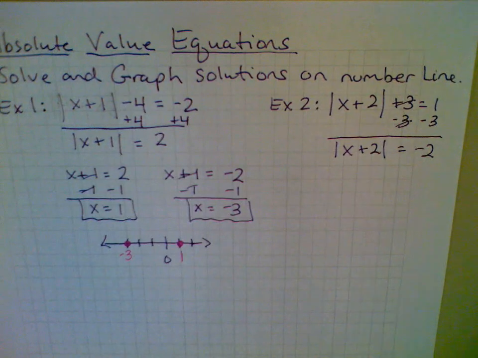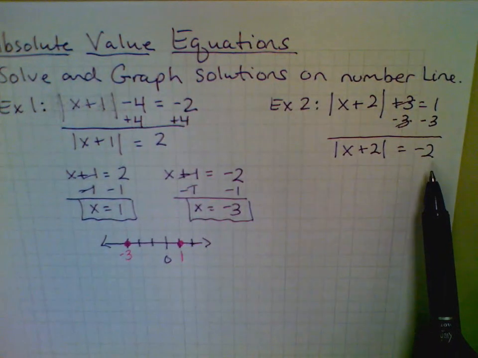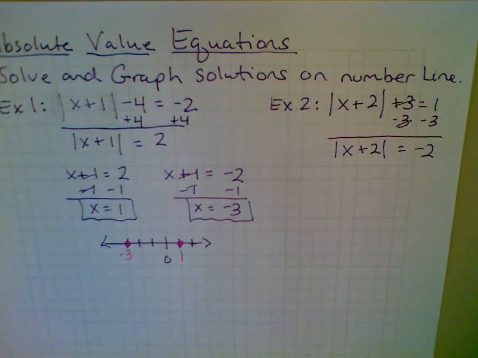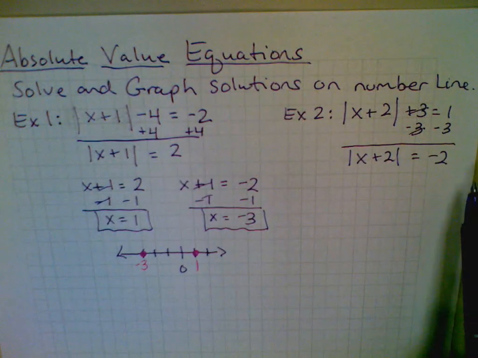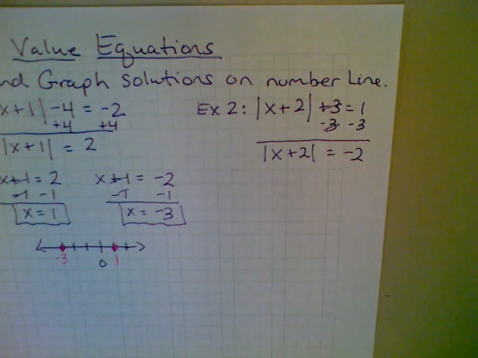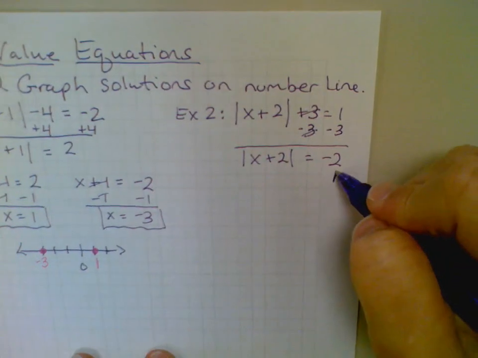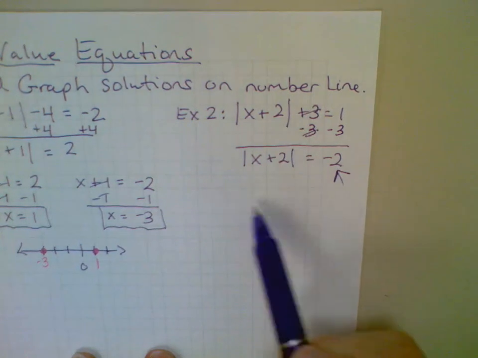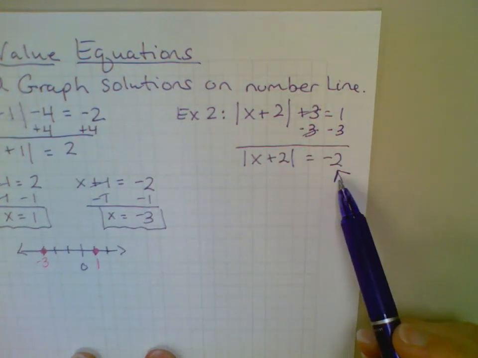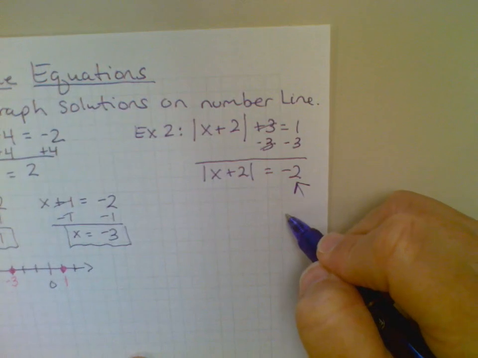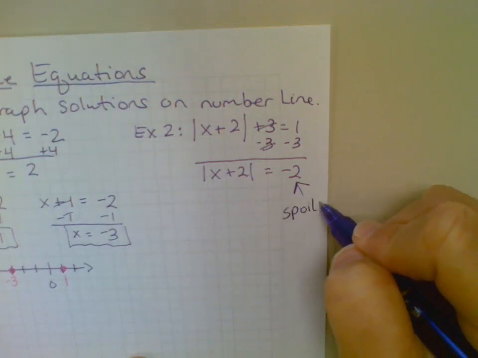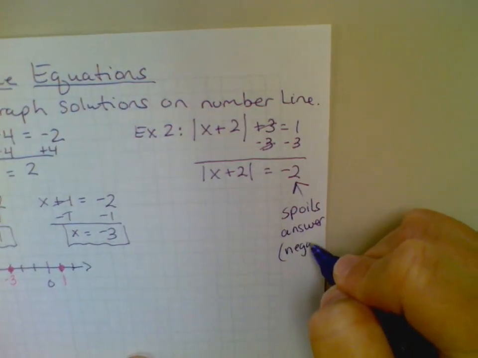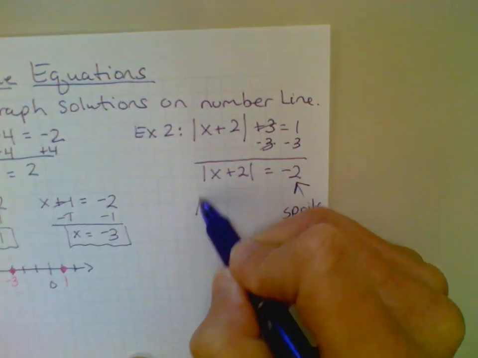Okay, now when we get to this point, there's a problem because you can't have an absolute value set equal to a negative. It's never going to evaluate to be a negative. So this problem is spoiled because you can't have a negative right there. So once you've isolated the absolute value, if you have a negative that remains on the right side, you cannot have a solution. So the negative spoils your answer. So there is no solution.